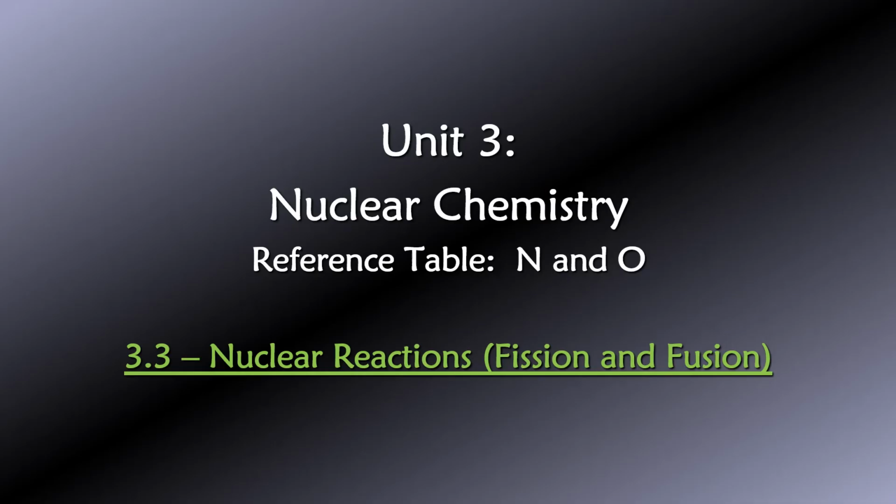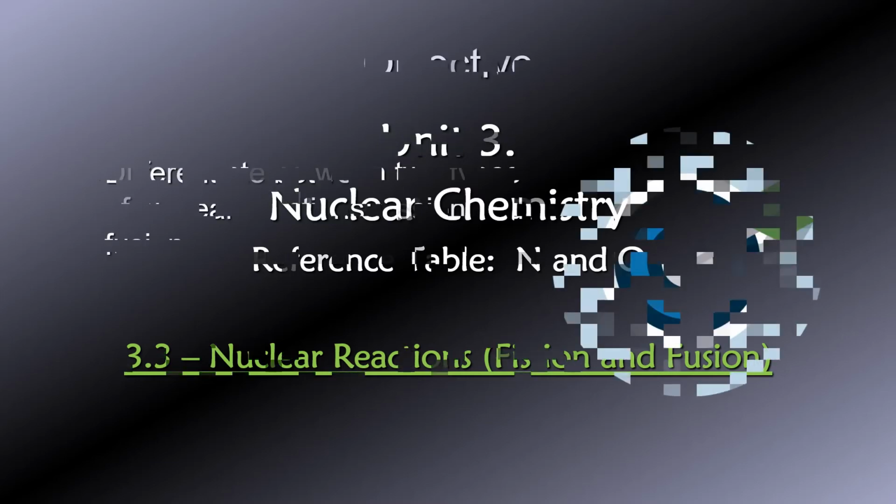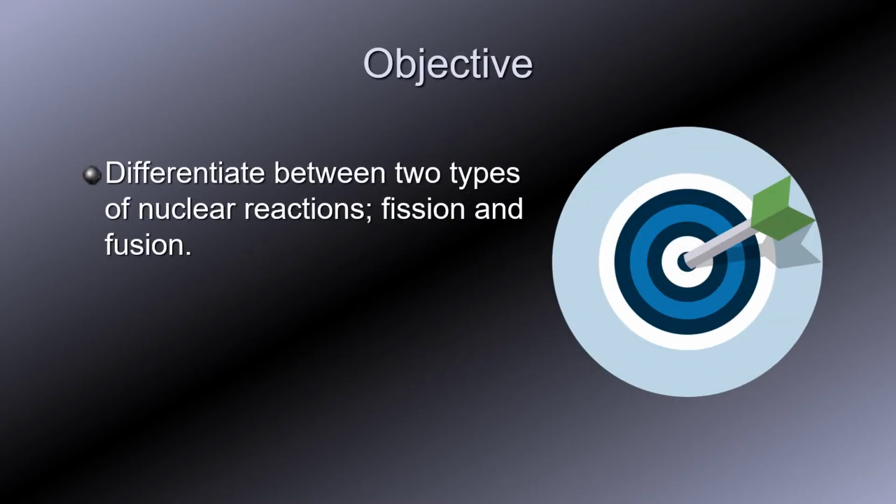Hello everyone and welcome back to nuclear chemistry. Today we'll be talking about two types of nuclear reactions, which are nuclear fission and nuclear fusion. So you guys will be able to differentiate between these two types of reactions and just observe how the equations for both of these reactions look like.